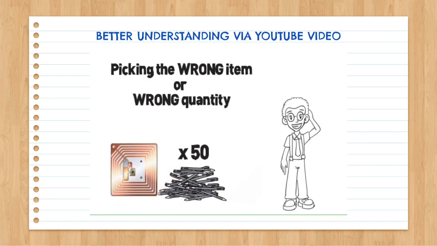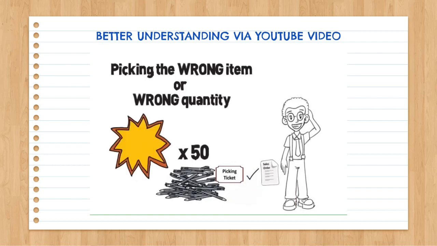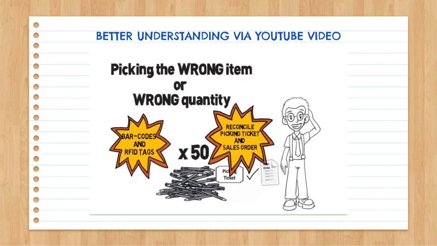For picking the wrong order or wrong amount, we can use barcodes or RFID tags to track our inventory. We can also reconcile the picking ticket and the sales order to make sure the order is correct. So you can use barcodes or RFID tags, and you can reconcile the picking ticket and sales order.